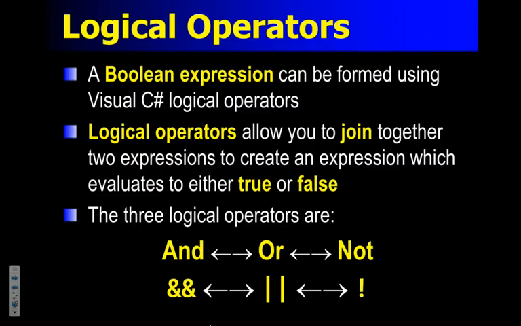Okay. In C#, the way you write these is using these strange symbols to represent the three things. And is two ampersand symbols together. Or is two vertical lines. The name for this, by the way, is the pipe symbol. These two pipe symbols connected together. And then not is an exclamation point. And you already knew that because not equals uses an exclamation point.